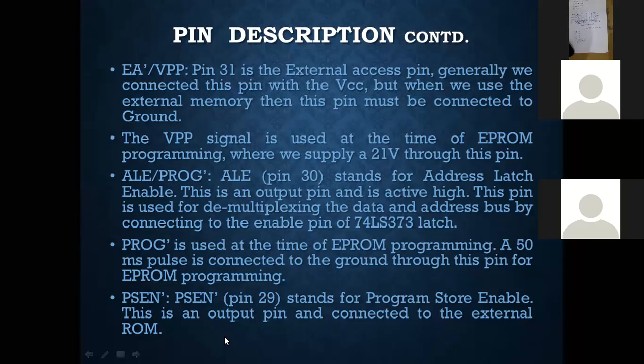Clear? So whenever accessing this external memory, this EA bar oblique VPP, that is pin number 31, must be connected to ground. Otherwise it should be connected high; you can also omit this. The VPP signal is used at the time of EEPROM programming.